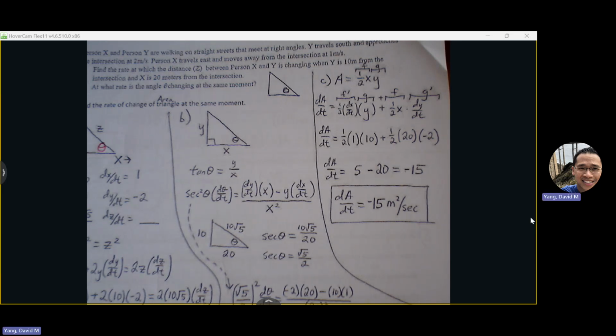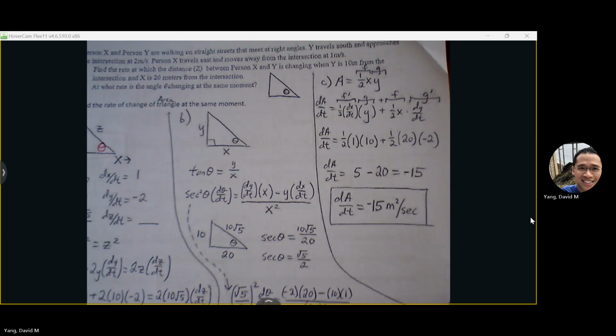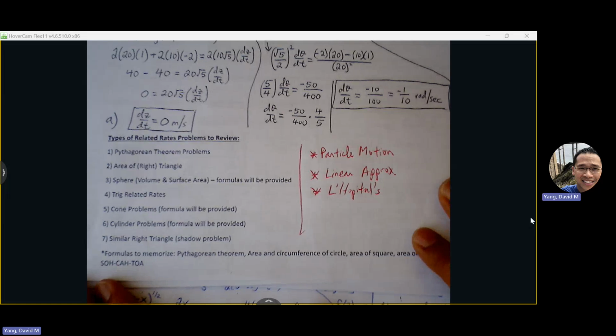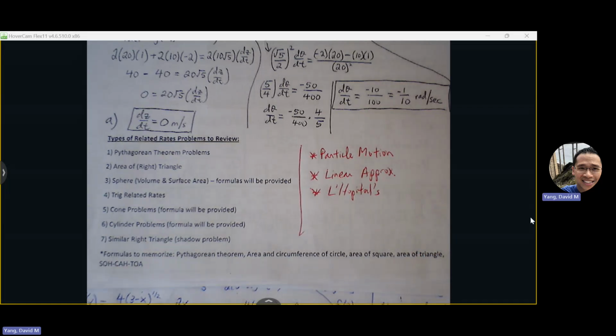Okay, any questions here? Thanks. So bottom of the page, again, these are the topics that are going to be on the quiz. Not all of these will show up. But we want to be familiar with all the variations of related rates problems to review. So you guys have the weekend to work through the additional problems I have in your packet. And then on Monday, I'm just going to pick out problems from the packet to work through.